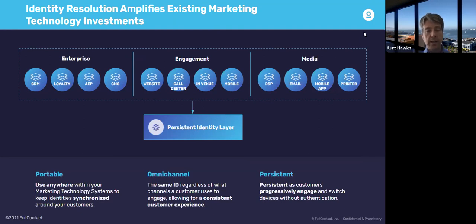So whether it's connecting and providing a persistent identity layer within the enterprise at the point at which consumers choose to engage, right? Website, call center, mobile application, whether it's extending outside of the enterprise, like executing a digital advertising campaign via a demand side platform or sending an email or mobile app, the persistent identity layer really provides a portable, omnichannel, and persistent view of consumers across the marketing technology ecosystem to amplify those investments. Next slide, please.